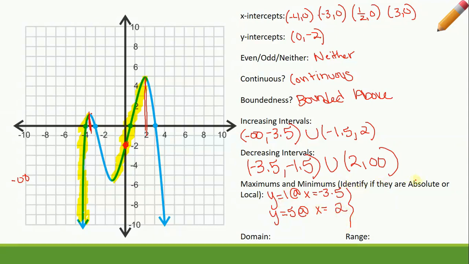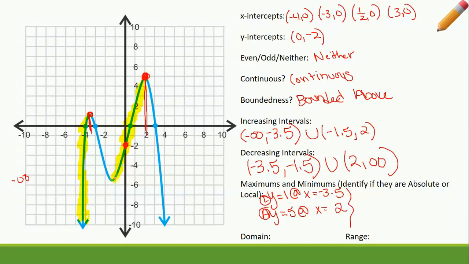Now, identifying absolute and local. Both of these technically are local maximums, right? But this guy is definitely the absolute maximum because he's the tip-top point. He's the tallest mountain in our mountain range for that matter. This guy would be a local maximum, so this guy's like Everest, this guy's like Kilimanjaro, kind of a bit tall, but not as tall as Everest. So these would be my maxes.